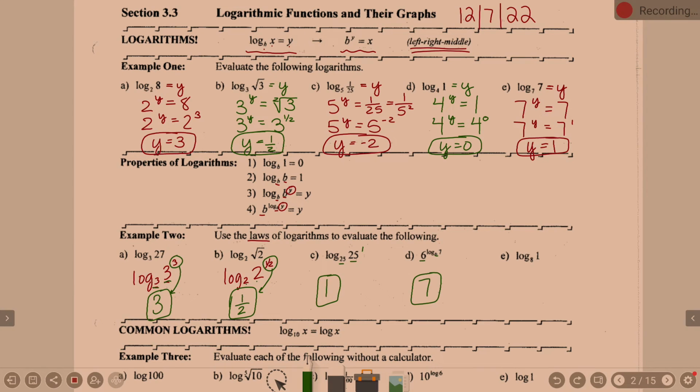And then E, log base 8 of 1. Property 1. Y equals 0. Log of 1 is always equal to 0. If you type log of 1, any base, into a calculator, you're always going to get 0 every time.